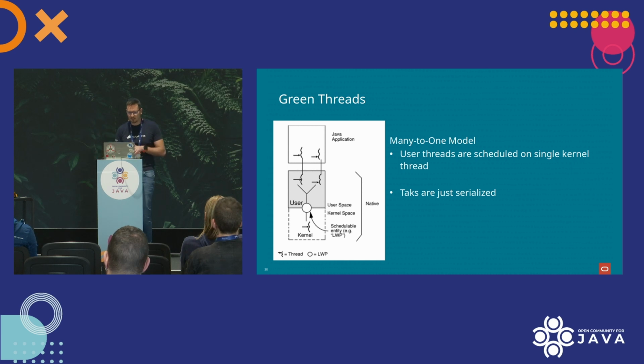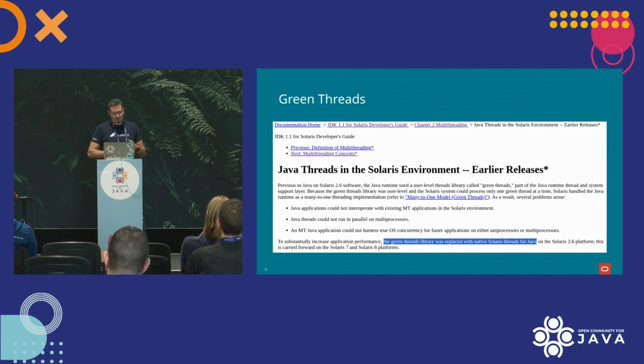You can see again, this is the many-to-one model. This is a very nice diagram from the Solaris developer guide. So we can see how it worked when we are actually mapping it to the user threads. And why we have got rid of the green threads, the actual reason is again in the Solaris developer guide. You can find the exact sentence there: to substantially increase application performance. That's the reason why we don't have green threads anymore. That's what happened in the year 2000.